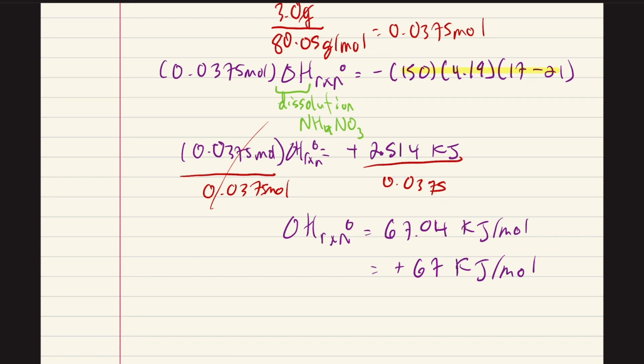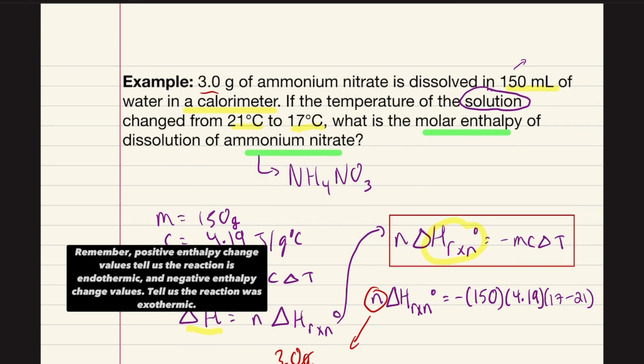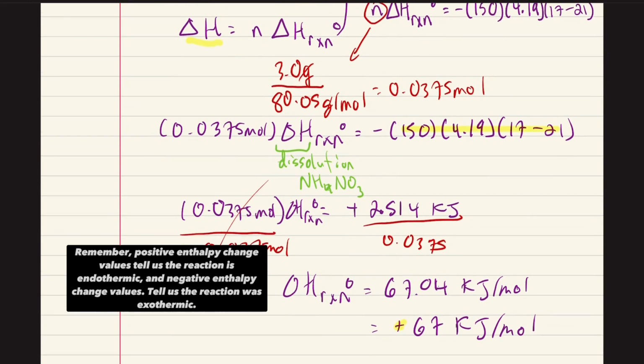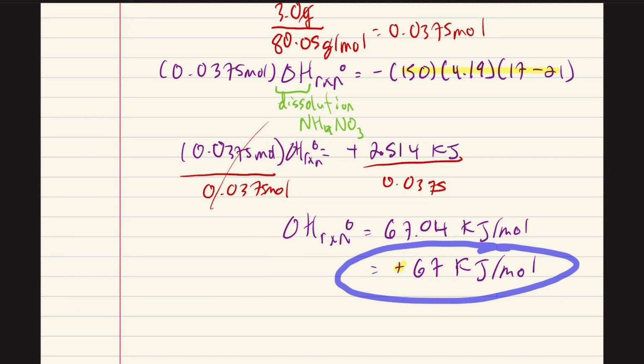Remember that positive means it's endothermic, and the fact that it cooled down, as the question indicated here, supports that it's endothermic. And so it's 67 kilojoules per mole of ammonium nitrate dissolved.